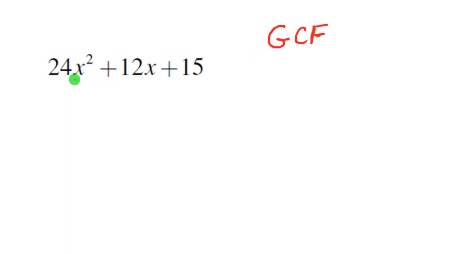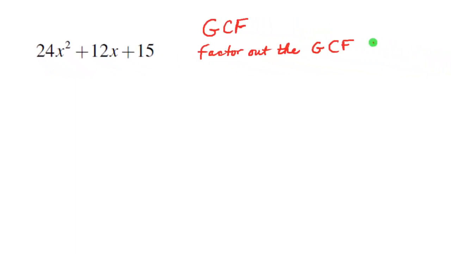Do you notice that all 3 of these terms are in the 3's table? So they have a common factor of 3, don't they? So you want to take out the GCF first before you start doing your trial and error. So factor out the GCF. By the way, that stands for greatest common factor first.